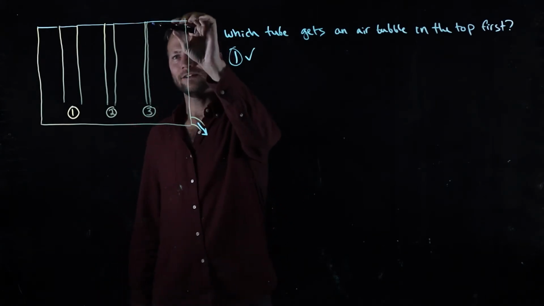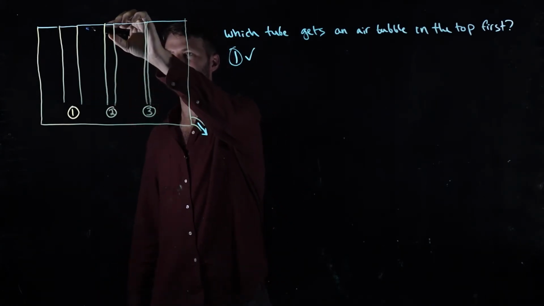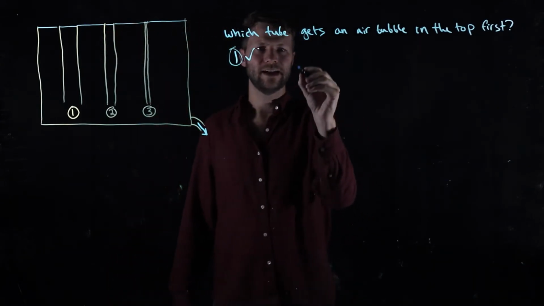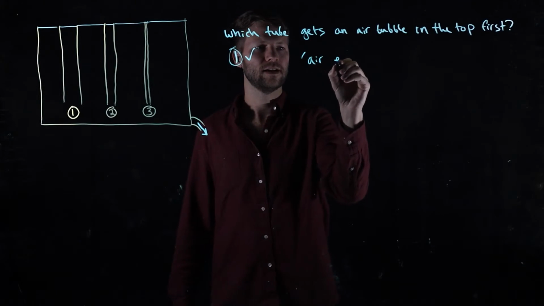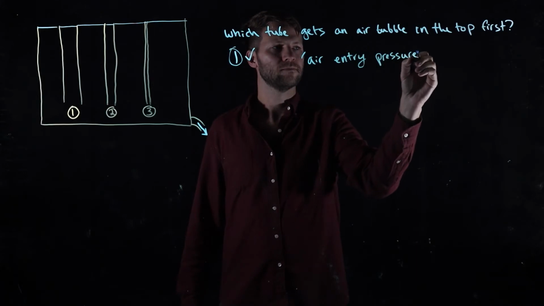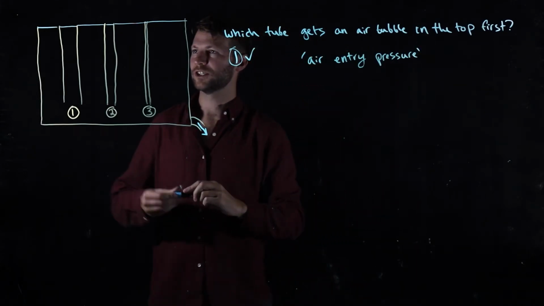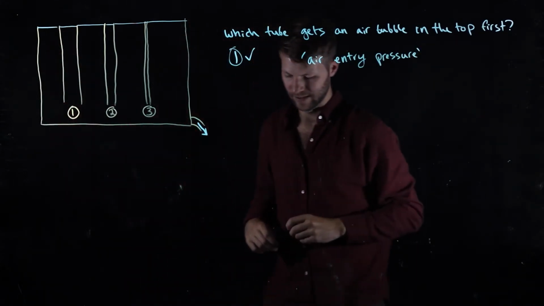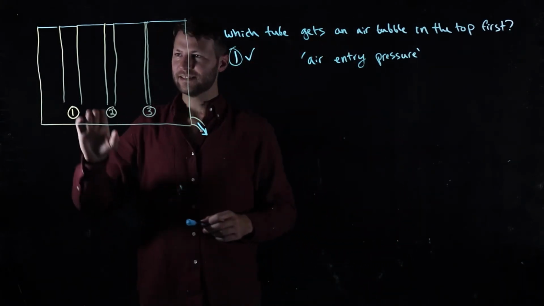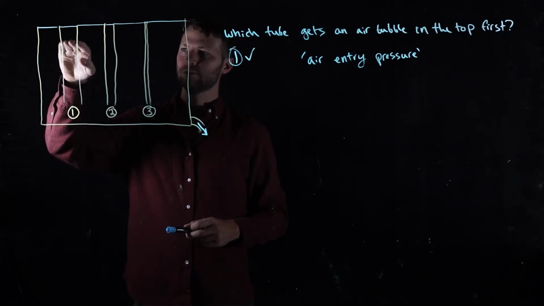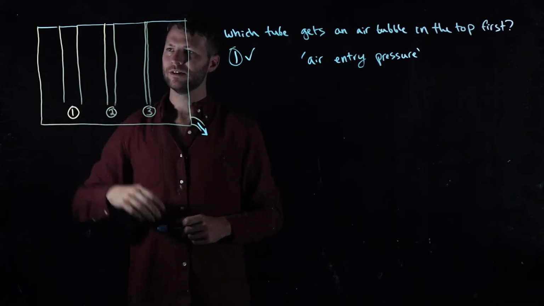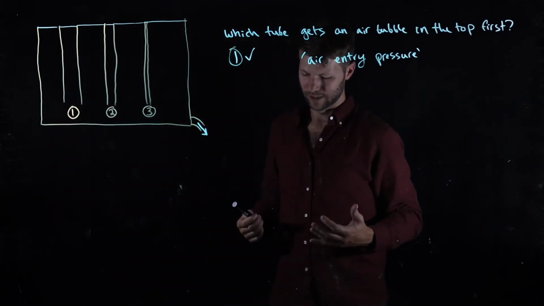And the value of pressure that this tube experiences when air enters into it is known as the air entry pressure. That's the pressure at the meniscus right there. And the idea here is that as long as the capillary rise in the tube is greater than the depth lowered, no air entry will occur.